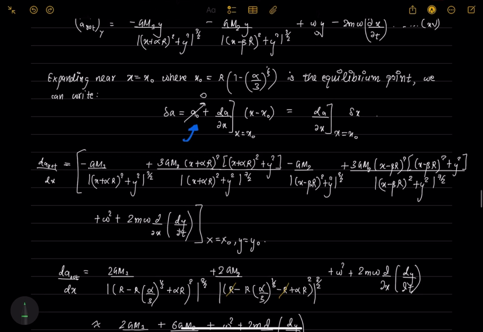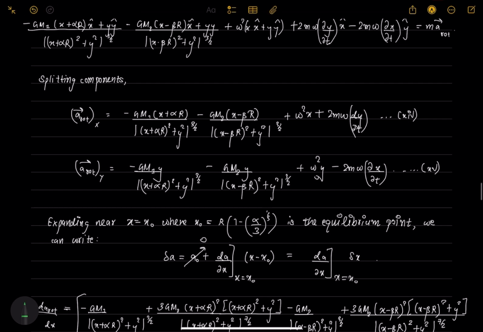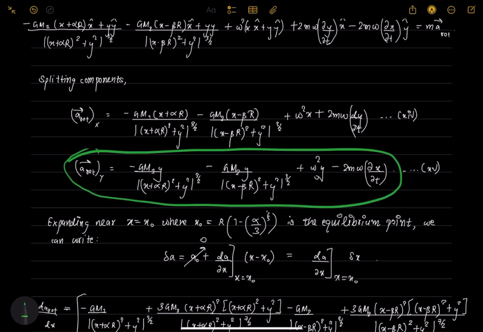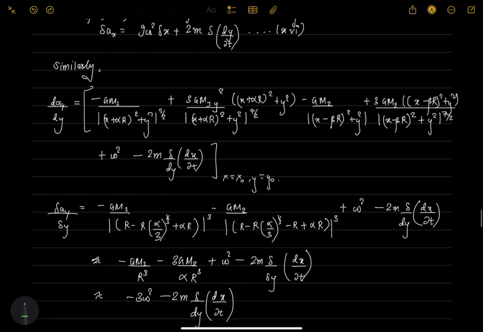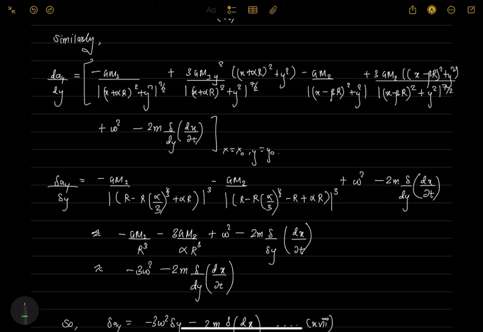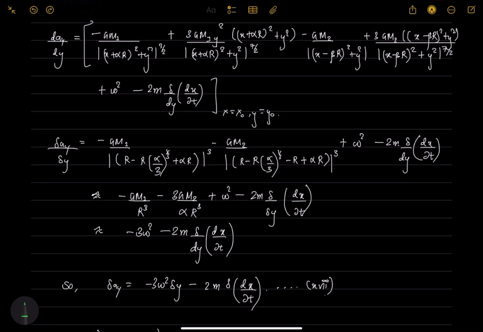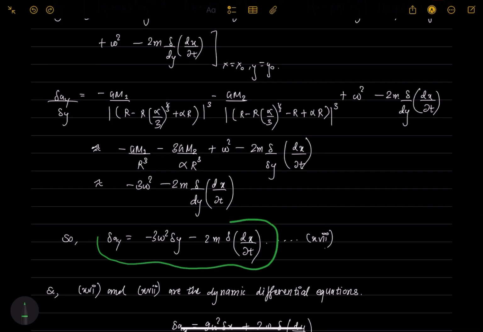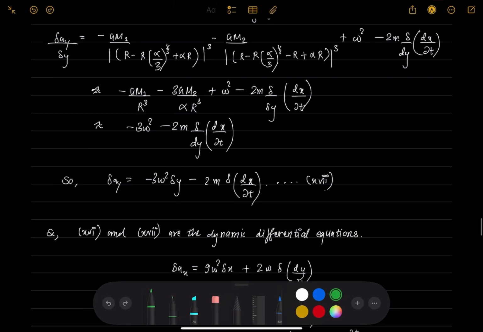We do something very similar for the y component as well. Notice what we're equating for the y component. We obtain something very similar. You can check out the mathematics, how we differentiated things, and how we ignored the non-leading order terms. And we got the acceleration in the y direction is negative 3 omega squared times the deviation y minus 2 times m times the deviation in the x velocity.